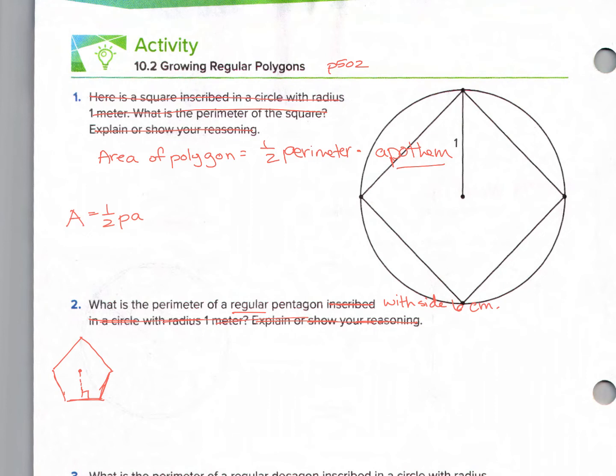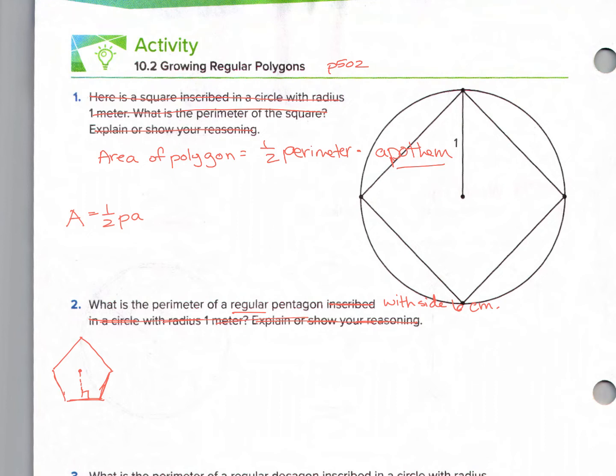So really, the apothem is the height, the altitude of all these triangles we drew on the page before. All those blue altitudes, which ended up being the height of my triangle when I calculated the area, that's what an apothem is.